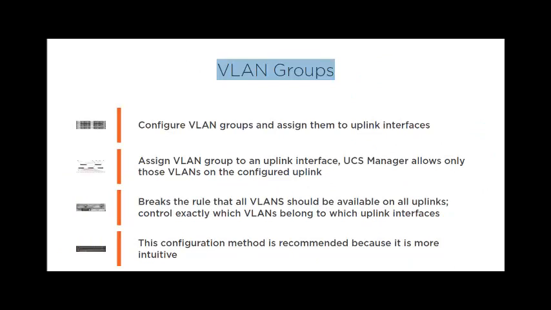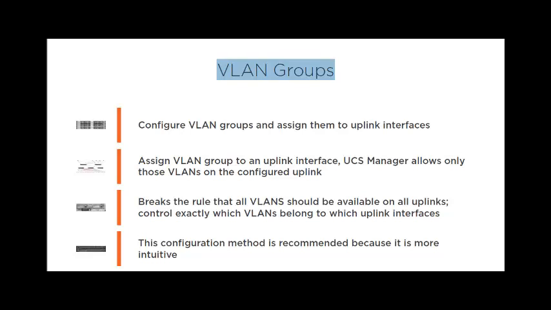So by default, all interfaces should carry all VLAN traffic, but we don't want all VLAN traffic to go via all the ports. So we can disjoin these VLANs, so they get disjoined from that interface. The other method is we create a VLAN group and say only the VLANs in the group should be forwarded via those uplinks. So that breaks the rule saying all VLANs should be available on all uplinks.